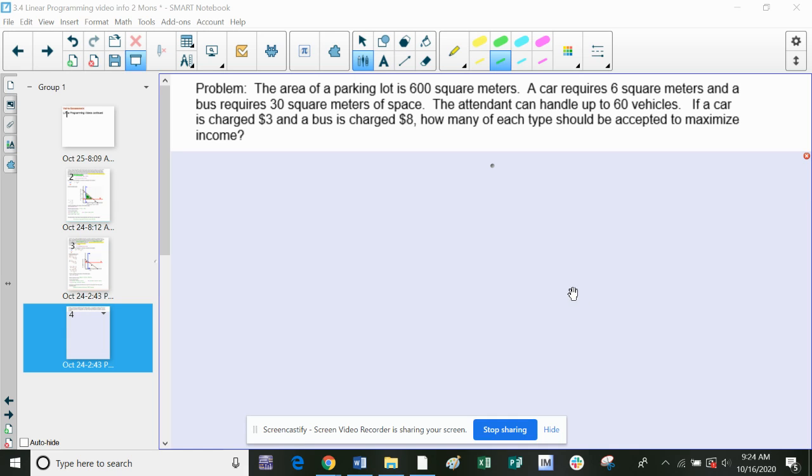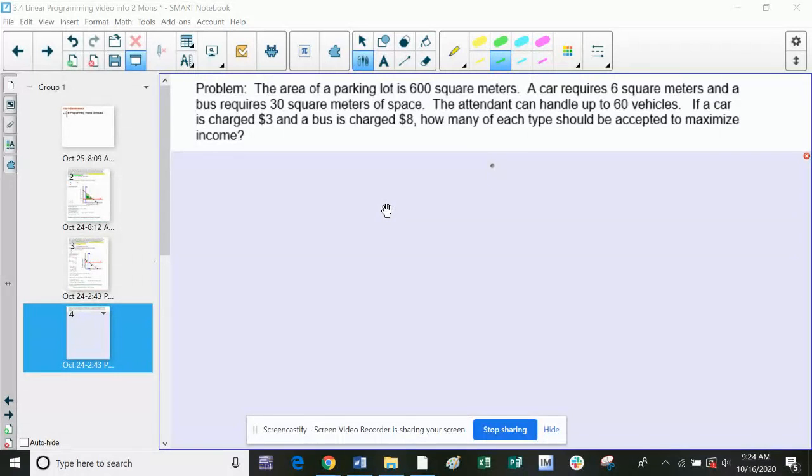Third video for linear programming. This one just has the one problem in it. The area of a parking lot is 600 square meters. A car requires 6 square meters and a bus requires 30 square meters of space. The attendant can handle up to 60 vehicles.